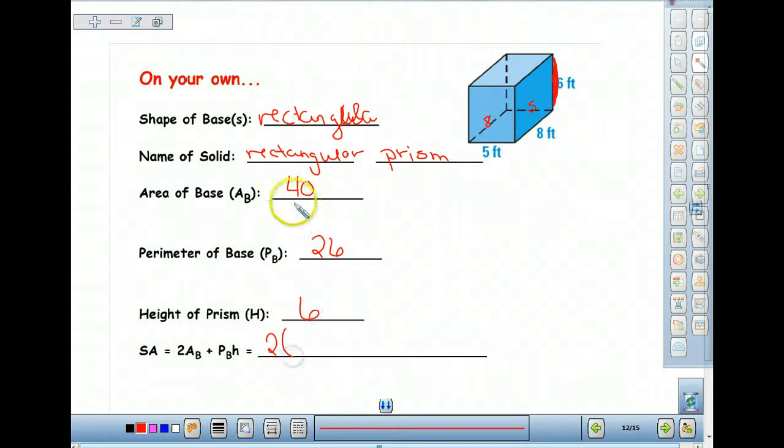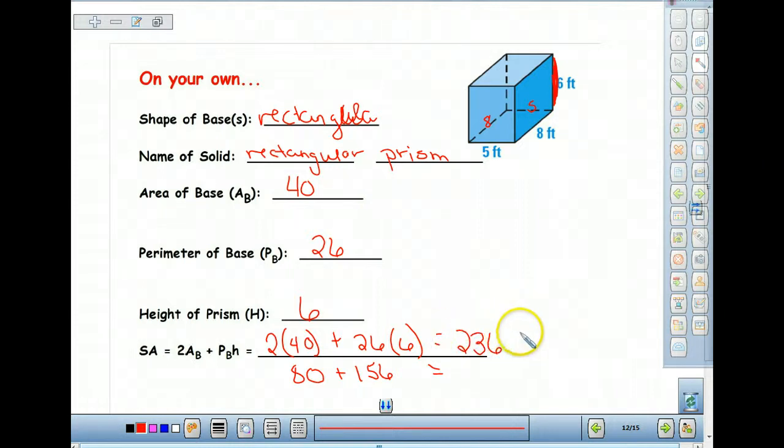So we have 2 times, my area is 40, plus my perimeter is 26, times my height, which is 6. 2 times 40 gives me my 80, plus somebody's got to help me out here. We've got 26 times 6 gives me 156. We add those things together and we are going to get 236, label it, feet squared.